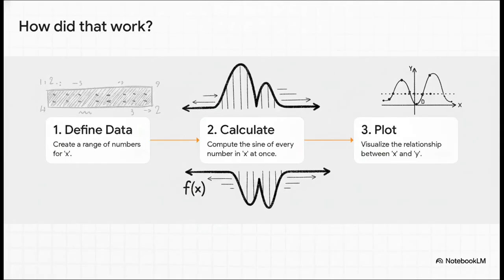So how did that happen so fast? Okay, step 1 defined our data, and step 3 plotted it. But the real magic is in that middle step. See, MATLAB didn't loop through the numbers one by one to calculate the sine. Nope, it did the calculation on the entire set of numbers all at once. And that ability is totally central to everything you do in MATLAB.